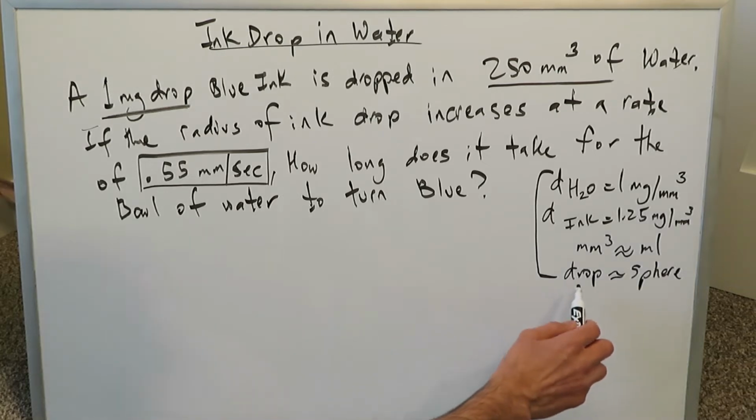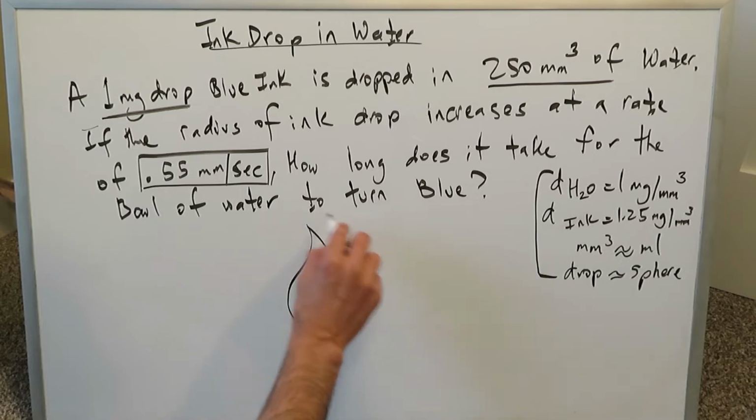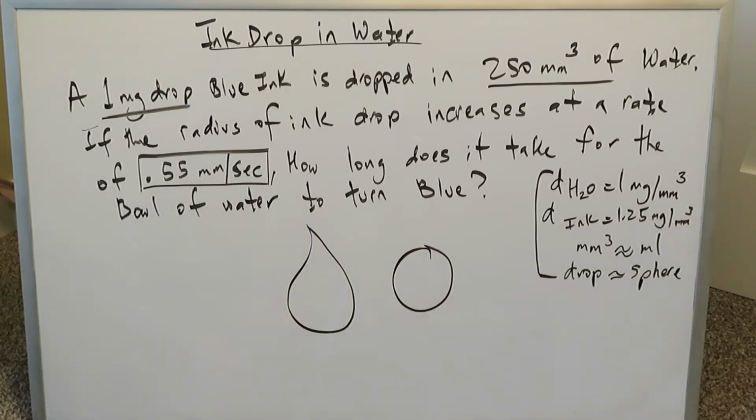Another thing we're assuming here is that the drop is in the shape of a sphere. We're not looking at a drop which looks something like this. Our drop assumes the shape of a sphere. And we're talking here in all regards about three-dimensional objects, three-dimensional shapes. So we're talking about a drop in the form of a sphere.